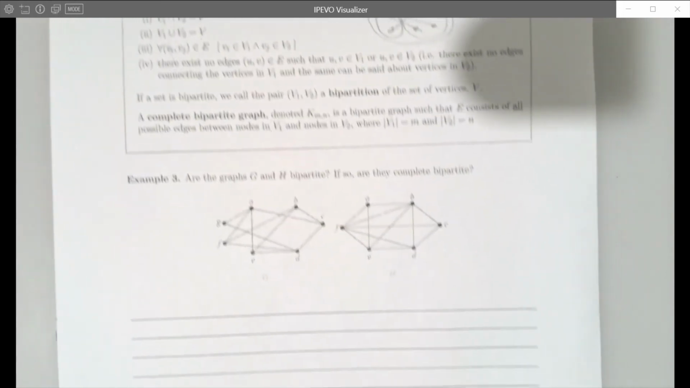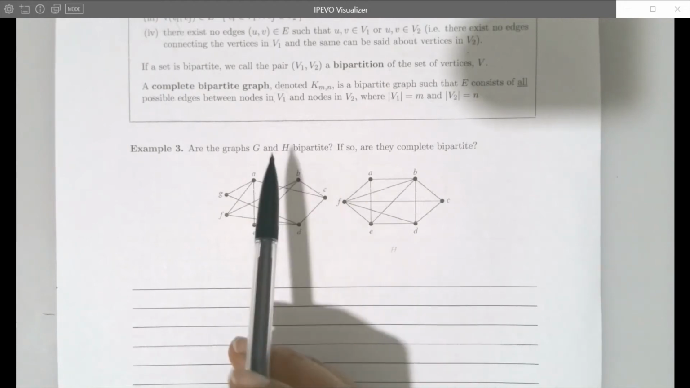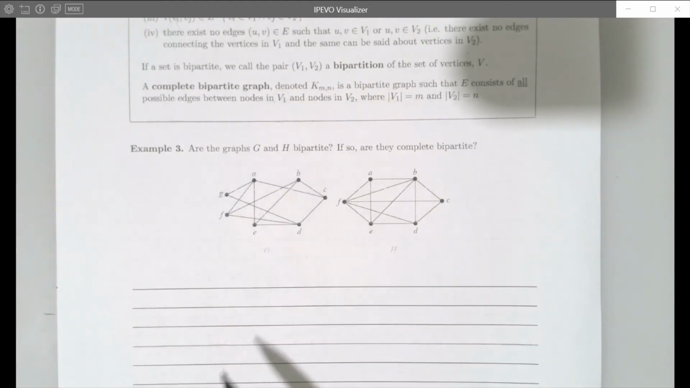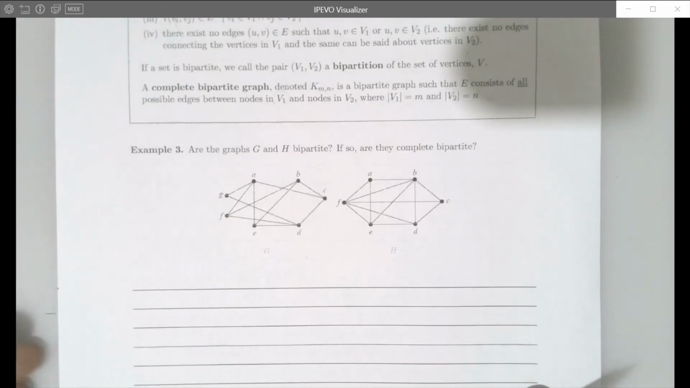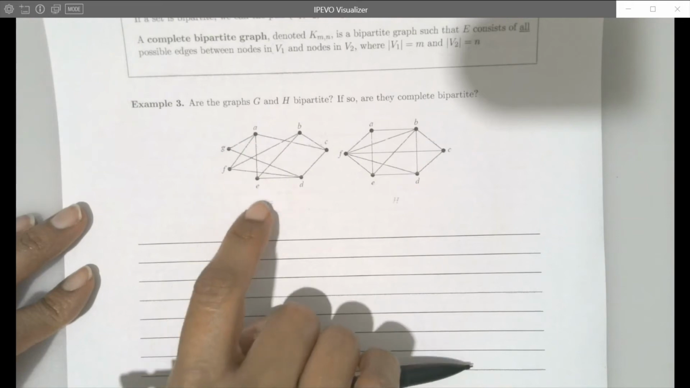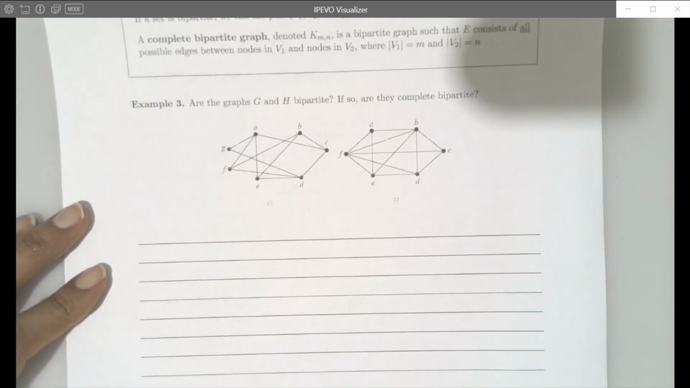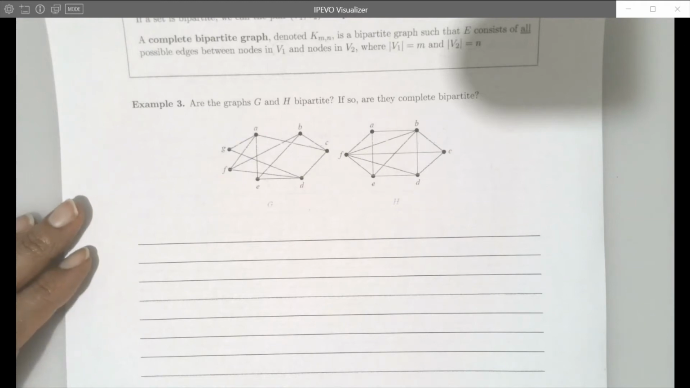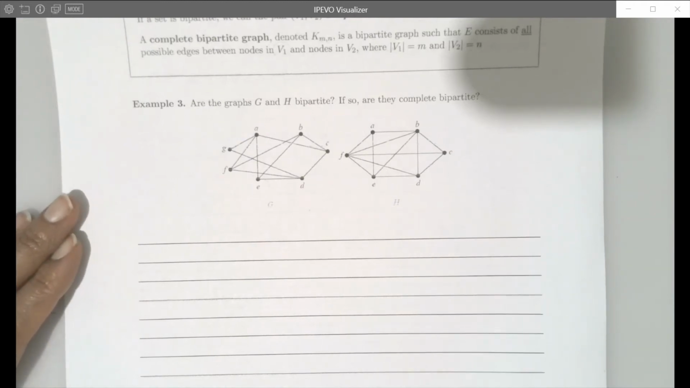Alright, so let's apply these definitions. Example 3 reads, are the graphs G and H bipartite? If so, are they complete bipartite? Okay, so let's take a look at G first. Bipartite means that we can separate the nodes into two different sets such that all of the nodes in the first set are only connected to nodes in the second set and not amongst themselves.